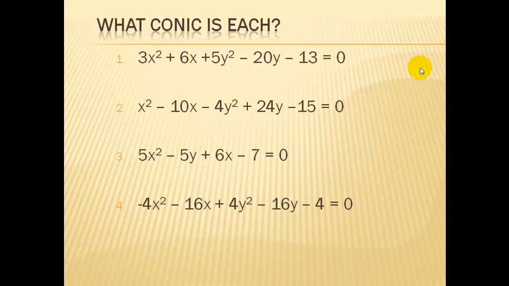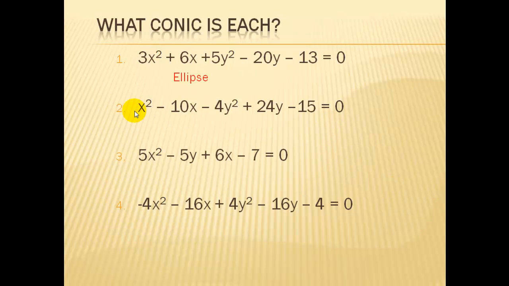So think about which conic each of these is. Can't be a parabola because we've got 2 letters squared. So now we need to focus in on our coefficients of the x and the y. Since they're different, it's not a circle. They're both positive, so that means this one is an ellipse.